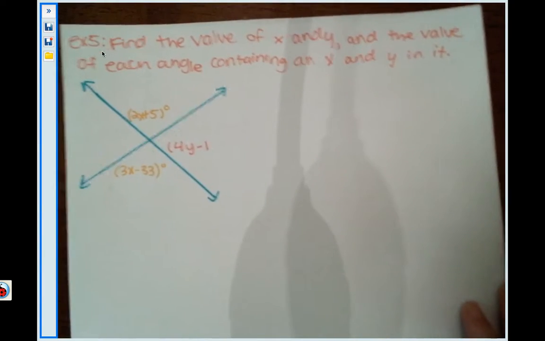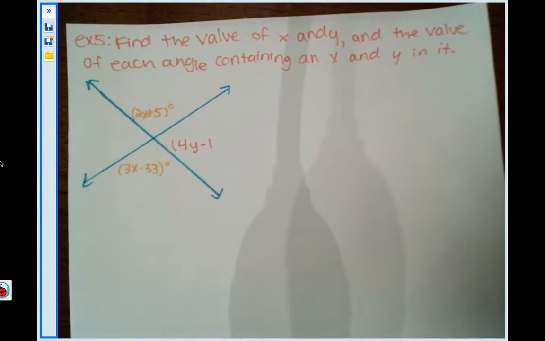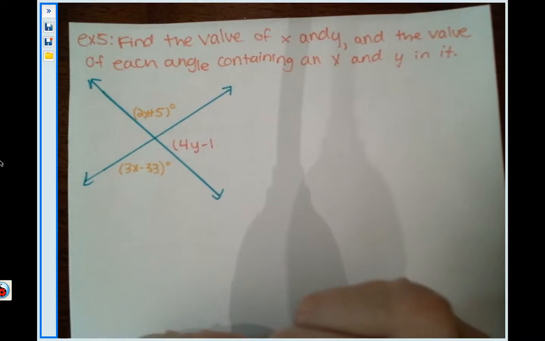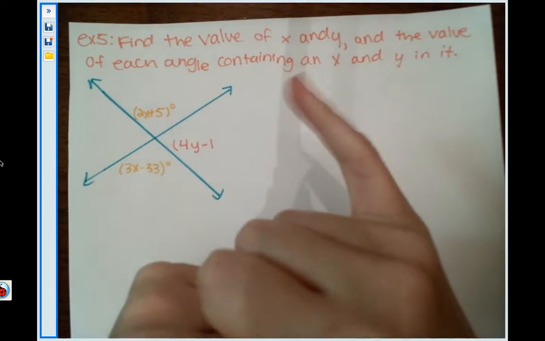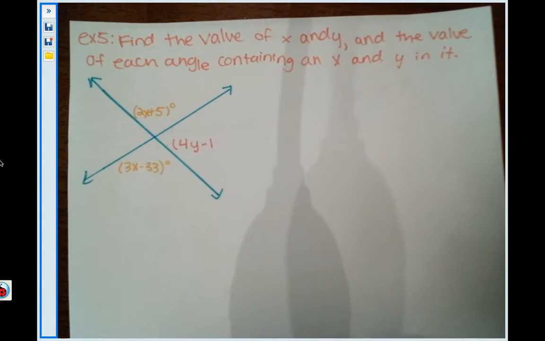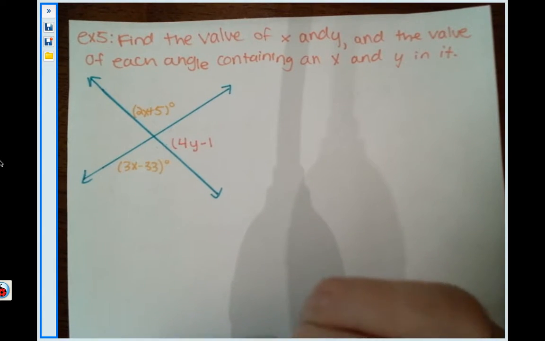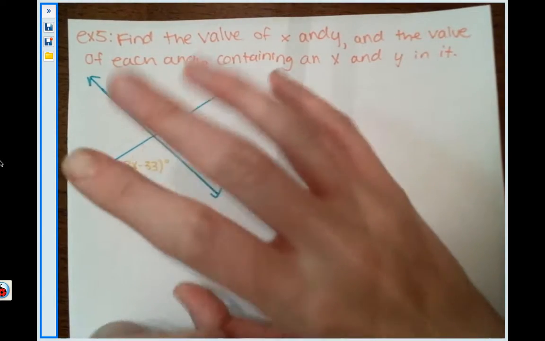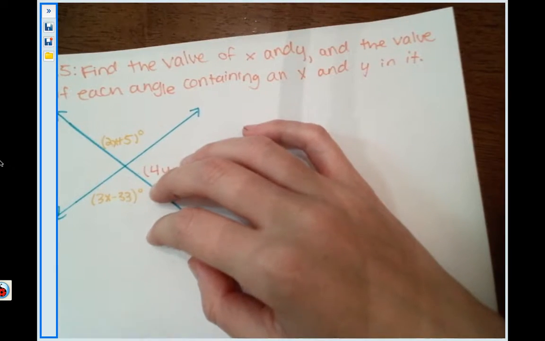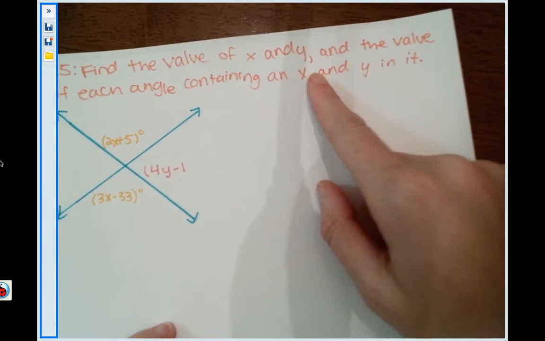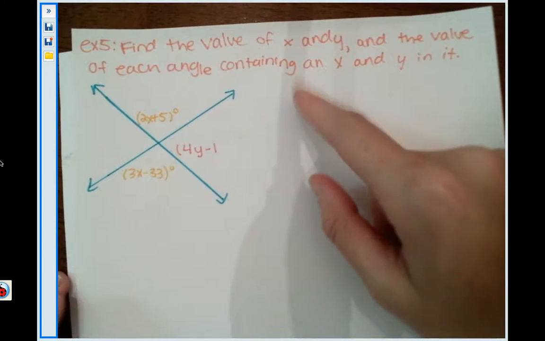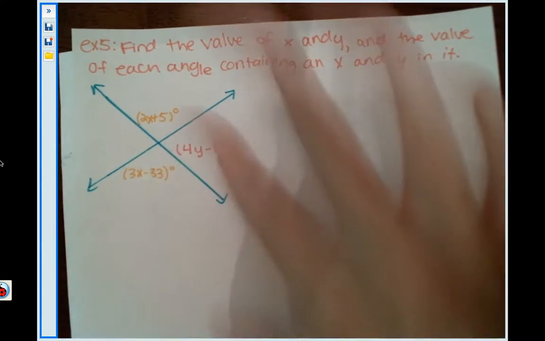Hi everyone. We are continuing using our angle pairs that we discussed on the video, and we're going to be using the properties of the angle pairs that you saw on the PowerPoint. So, in this scenario, they gave you this awesome picture, and they said, find the value of x and y, and the value of each angle containing x and y in it. So we have a lot going on.